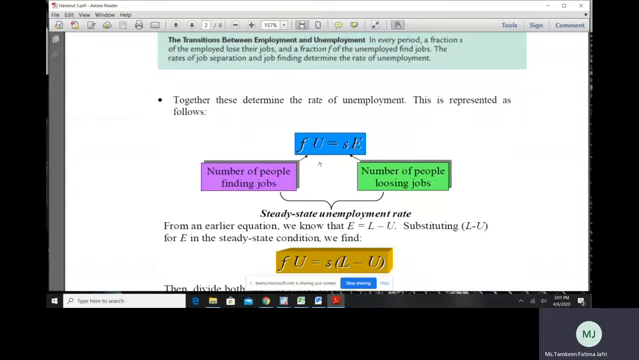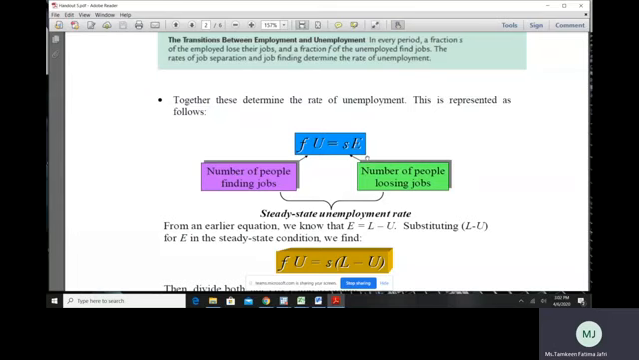So on the left hand side you see F times U: this is the number of people finding jobs, people who were previously unemployed but are entering the pool of employed individuals. Whereas the right hand side shows the number of people losing jobs. E represents people who were previously employed, and of them, those who separate; this basically represents the number of people who are losing jobs.